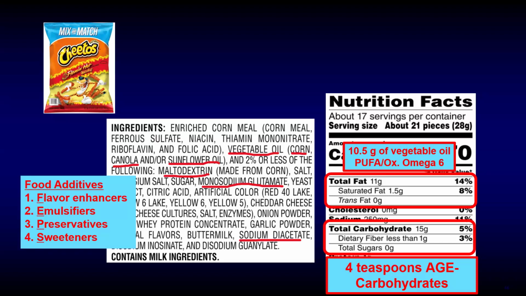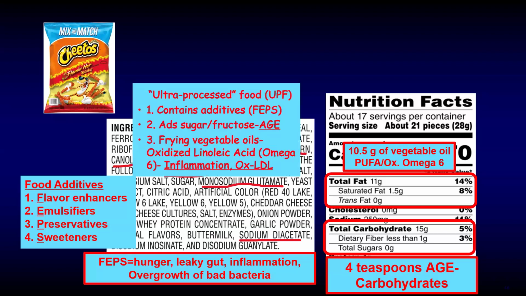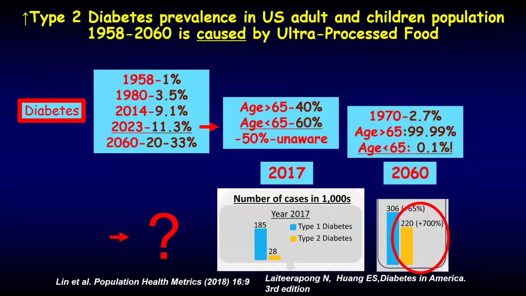And then you have the others that I don't even bother to read anymore. I call them FEPs: flavor enhancers, emulsifiers, preservatives, sweeteners. That's about 20% of the damage. 80% of the damage is your polyunsaturated fatty acids and the carbs that were heated up. Basically, this is how we define ultra-processed food: it contains additives, added sugar or fructose, AGEs, frying vegetable oils, and inflammation, oxidized LDL.